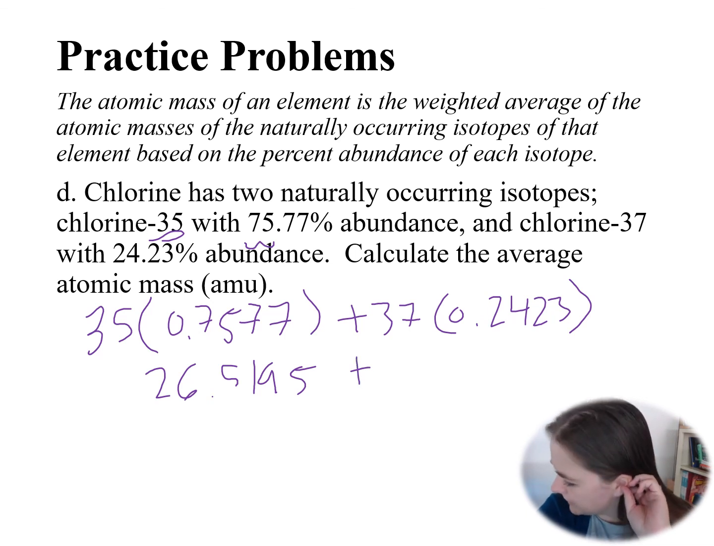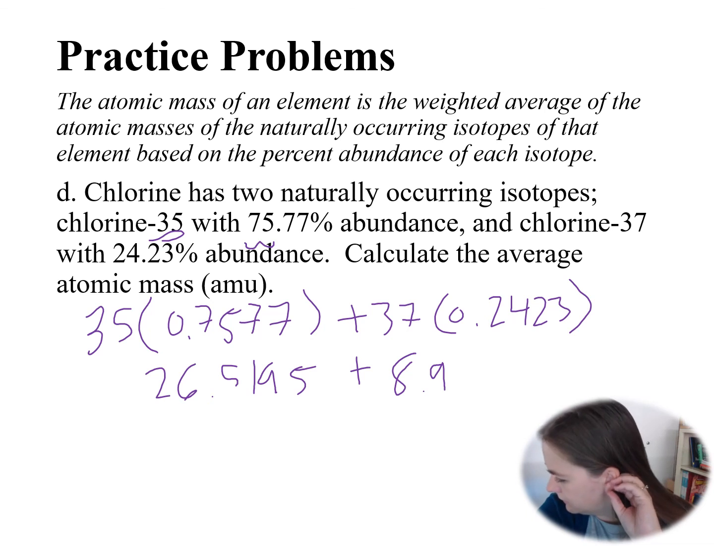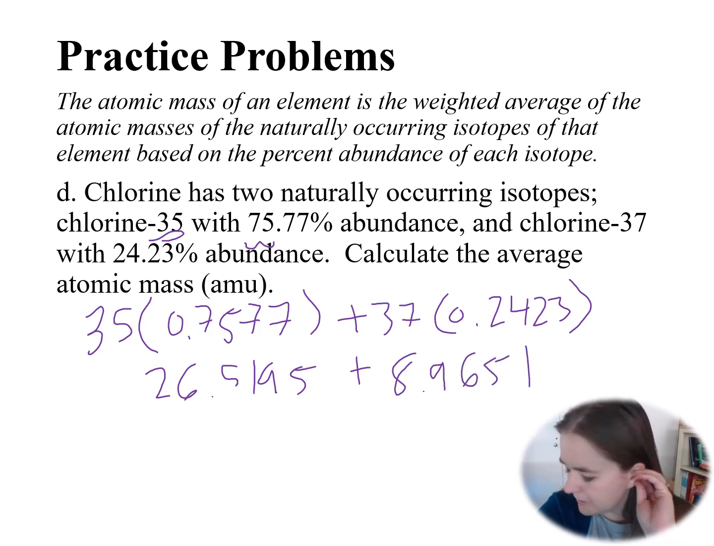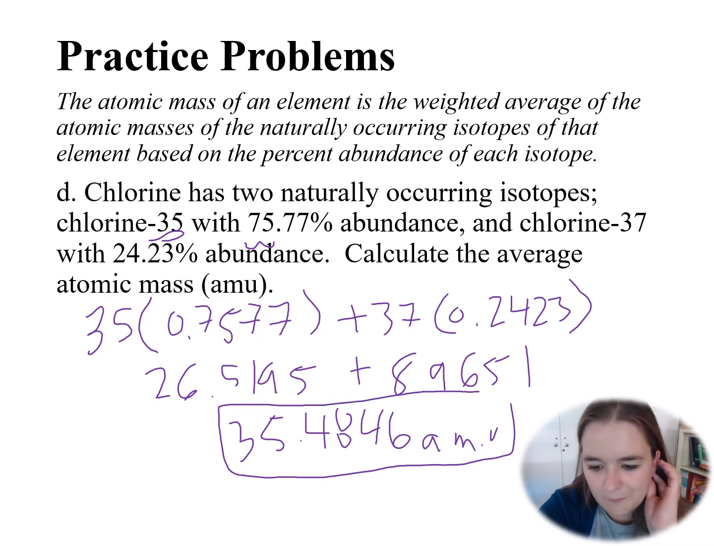37 times its abundance gives me 8.9651. When I add those together, I get 35.4846. And I'm dealing with atomic mass units, so I'm putting my units on there. About 35.5, it passes that reasonableness check.